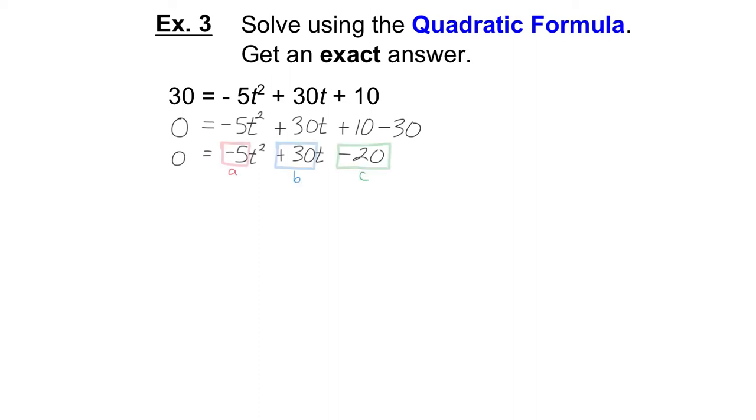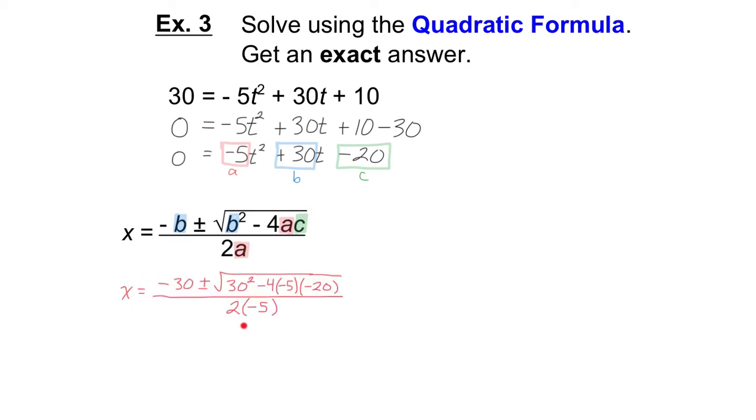Now if it helps, you can go ahead and label a, b, and c, your coefficients and your constant, and then we can just start with the quadratic formula and plug in our numbers. So I'll replace b with 30, replace a with minus 5, and replace c with minus 20. So you'll end up with this. Now we do the math. So inside the square root, do this math first, and also do this multiplication. You should end up with this.